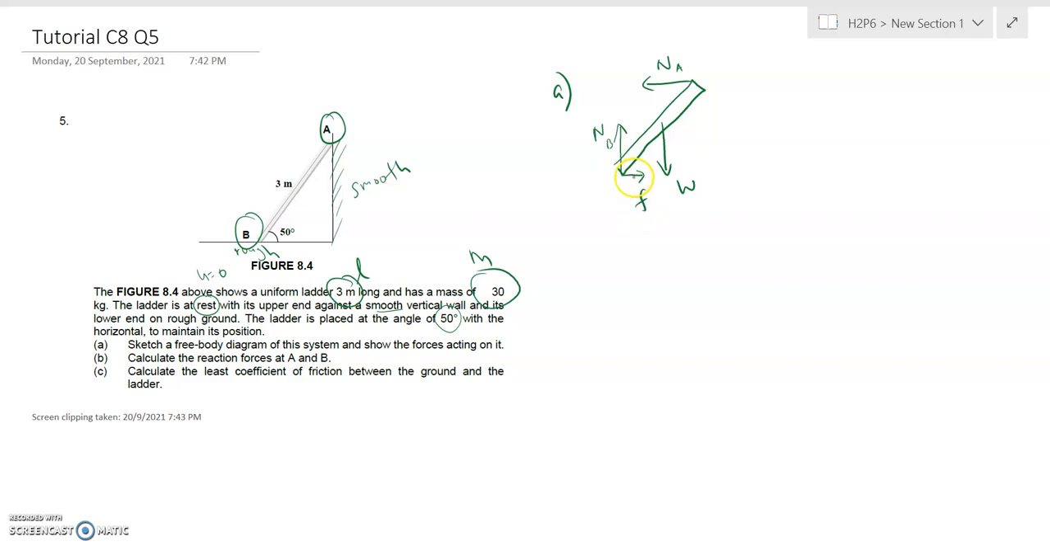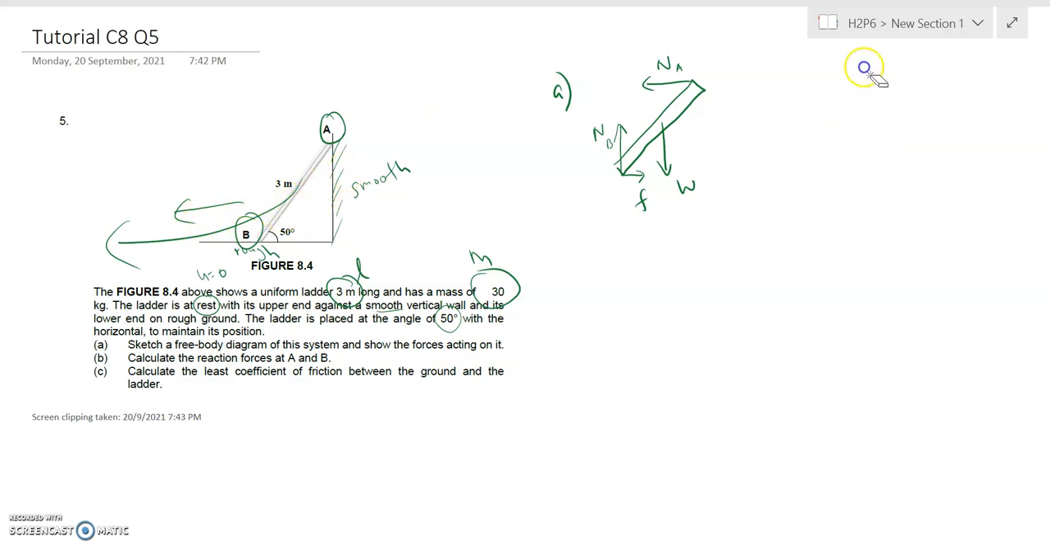Why is my friction here? Because of the tendency. Even though it's at rest, if you remember the earlier question where you needed to press the eraser, it is at rest, so the friction will be upward. Why not downward? Because the tendency of the object is to move downward. Same with the ladder here, the tendency is for it to slide and fall that way. So my friction should be in the opposite direction to the tendency of the object to fall.